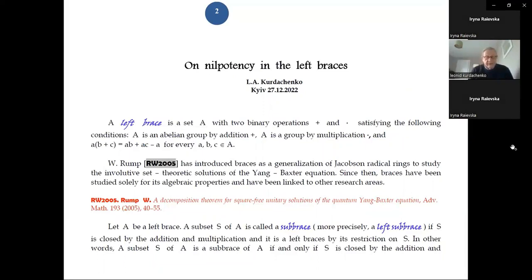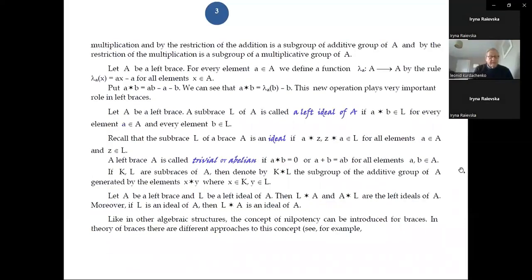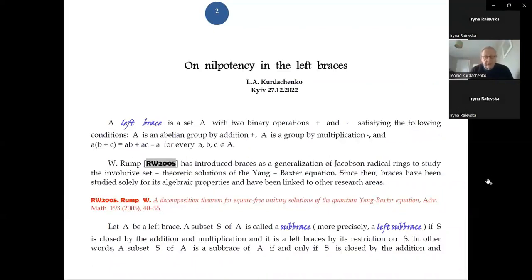So, a left brace is a set with two binary operations, addition and multiplication, which satisfies the following conditions. A is an abelian group by addition, and A is a group by multiplication, with the following rule of distributivity: a(b + c) = ab + ac − a. Very specific distributivity. And it is interesting that here the zero element of the additive group is the identity element of the multiplicative group.